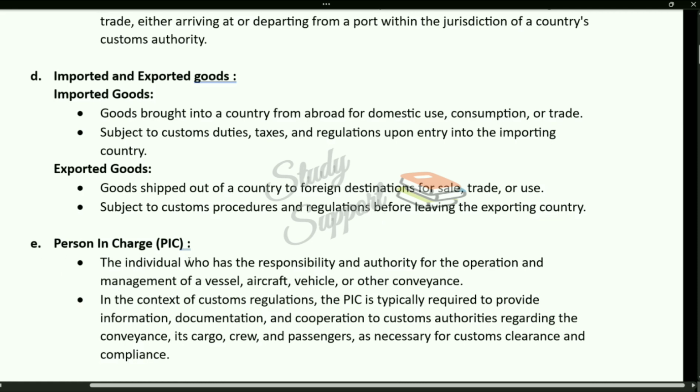E. Person in charge, PIC. The individual who has the responsibility and authority for the operation and management of a vessel, aircraft, vehicle, or other conveyance. In the context of customs regulations, the PIC is typically required to provide information, documentation, and cooperation to customs authorities regarding the conveyance, its cargo, crew, and passengers, as necessary for customs clearance and compliance.